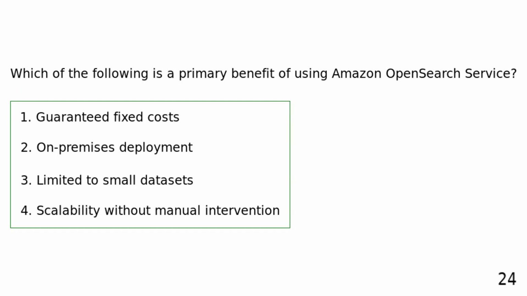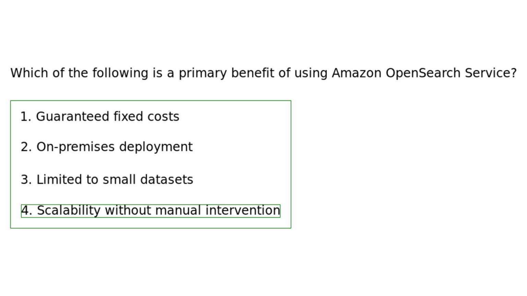Which of the following is a primary benefit of using Amazon OpenSearch Service? Guaranteed fixed costs. On-premises deployment. Limited to small datasets. Scalability without manual intervention. Amazon OpenSearch Service allows automatic scaling to handle varying data loads.